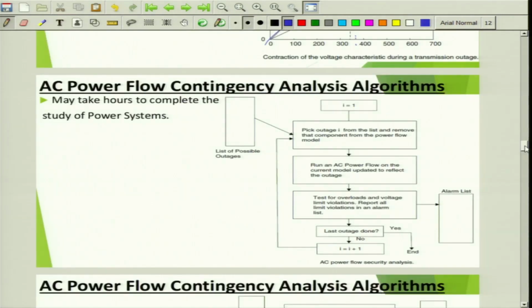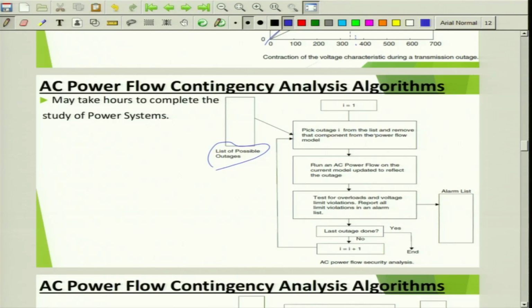So I have given a flowchart representation of how to carry out this contingency analysis basically. See, what we are trying to do is list all possible outages. That means find all the possible generators and all possible lines. So there are so many cases, considering all possible outages. Pick outage i from the list and remove that component from the power flow model. Like first case, remove generator 1, second case, remove line 1, something like that. All the cases you carry out. Then run an AC power flow on the current model, updated to reflect the outage.